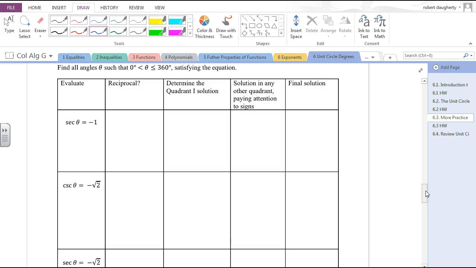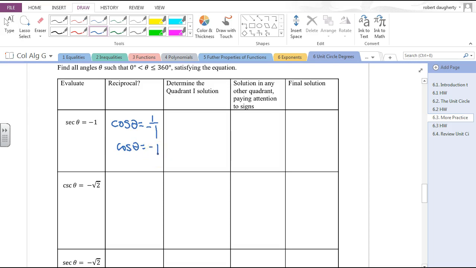Okay, let's move on. Secant is negative 1. Secant is the reciprocal of what? Cosine. So this means that the cosine of theta is equal to 1 over negative 1. The reciprocal is 1 over that number. So this means the cosine is what?